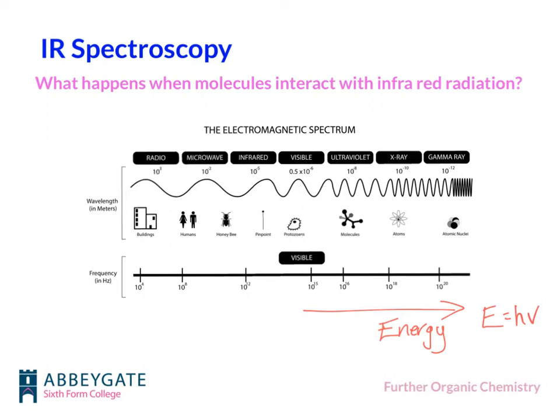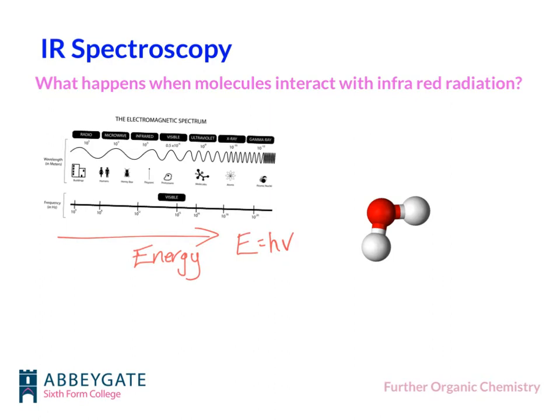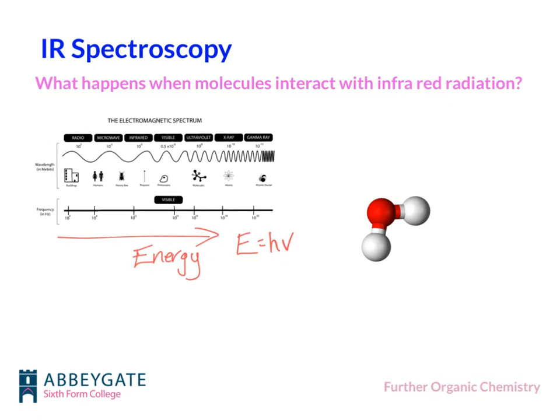So what does this mean for molecules? You can see on my diagram we've got a little bit of an idea of what the size of the waves actually are in comparison to real things. But what does this have to do with molecules? So if we consider a water molecule, just move this out of the way a little bit. So we've got our water molecule.